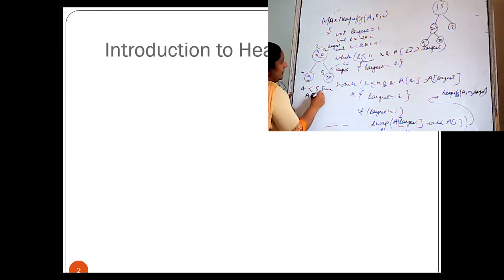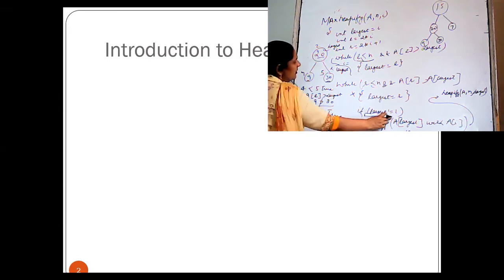A of L is greater than largest? That is 9 is not greater than largest, that is 20. So this condition fails. So this will not execute. While R is less than equal to N, 5 is less than equal to 5, condition is true. Then A of R, 30, is greater than 20. Condition is true. So largest is equal to R, which is equal to 30. So we have stored the 30 in largest variable.